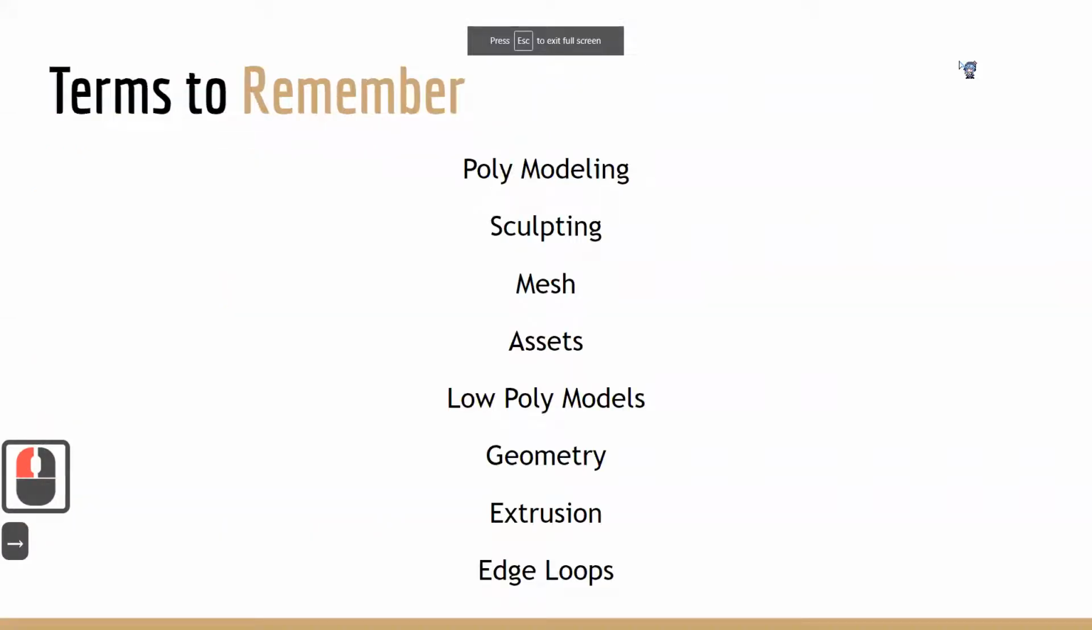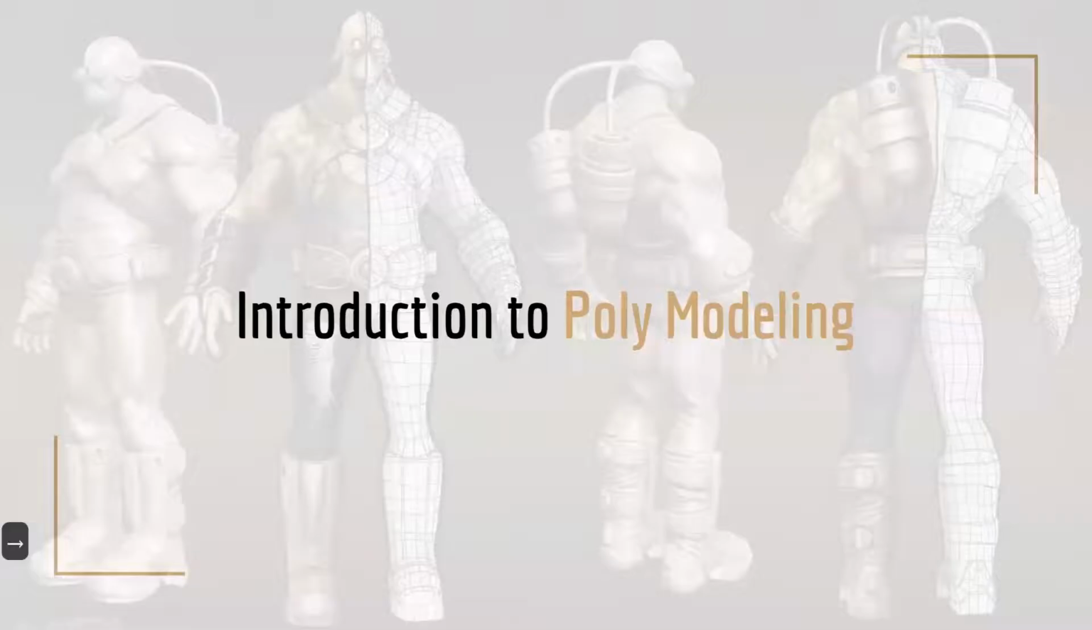Okay? So ito naman, mga terms to remember natin. We have polymodeling, we have sculpting, we have mesh, we have assets, we have low poly models, we have geometry, extrusion, and then edge loops, no? So ito mga terminology na to also super important sa industry, lalo na sa game development, which is heavily focused sa paggawa ng mga poly models, no? So mamaya i-discuss ko yan no?